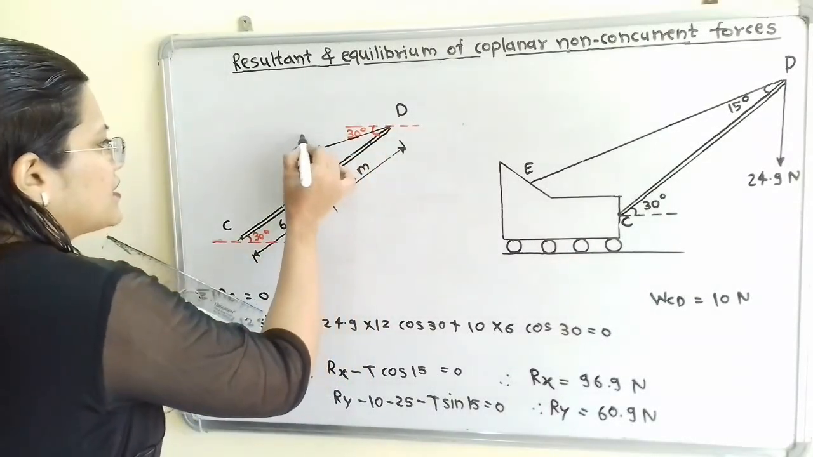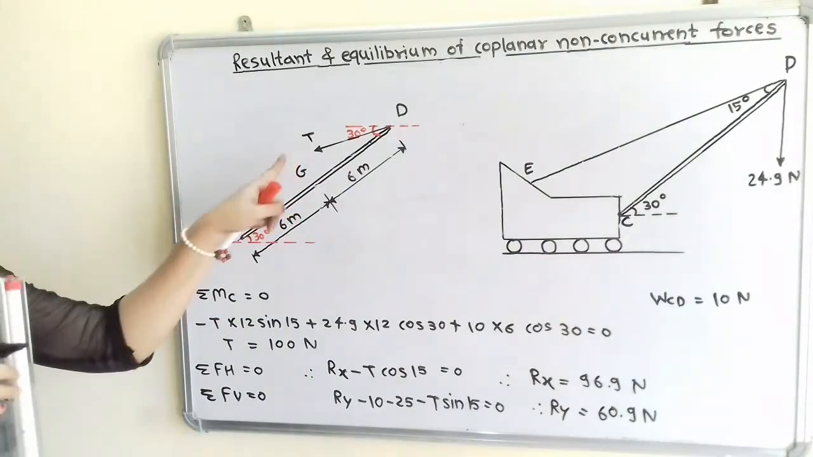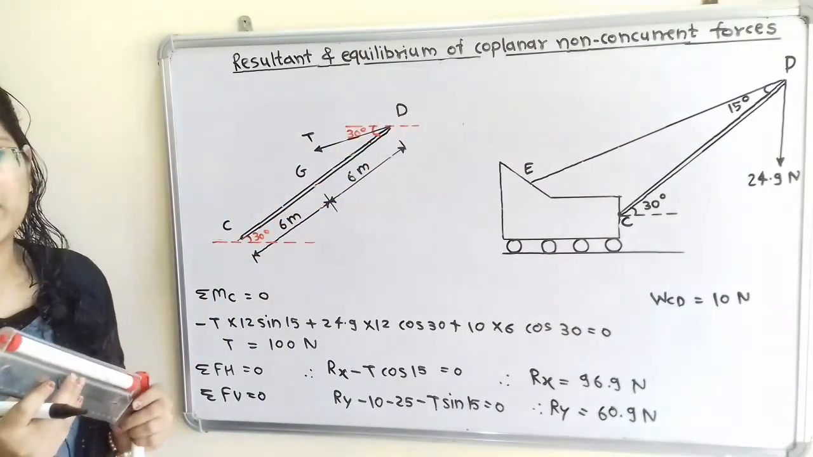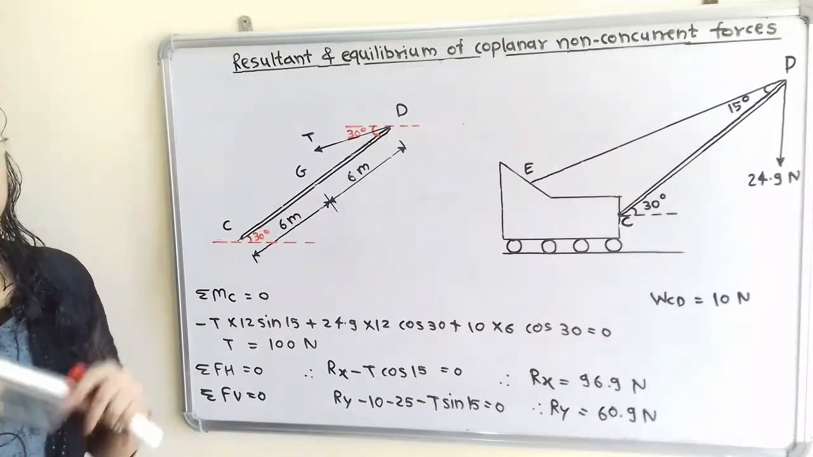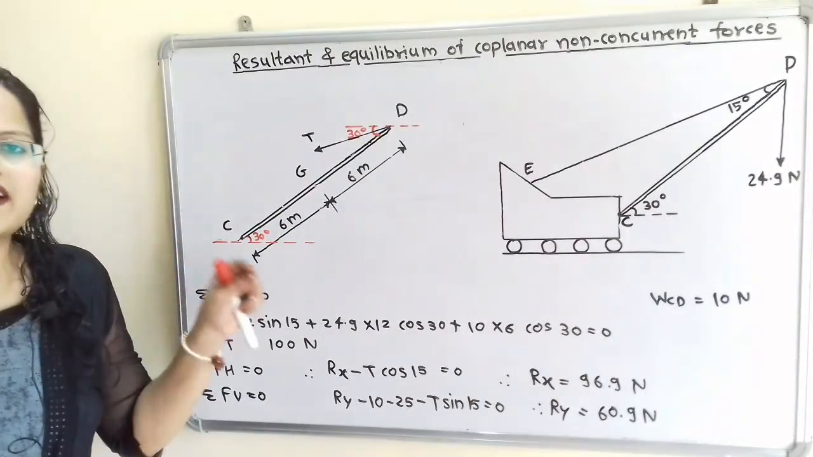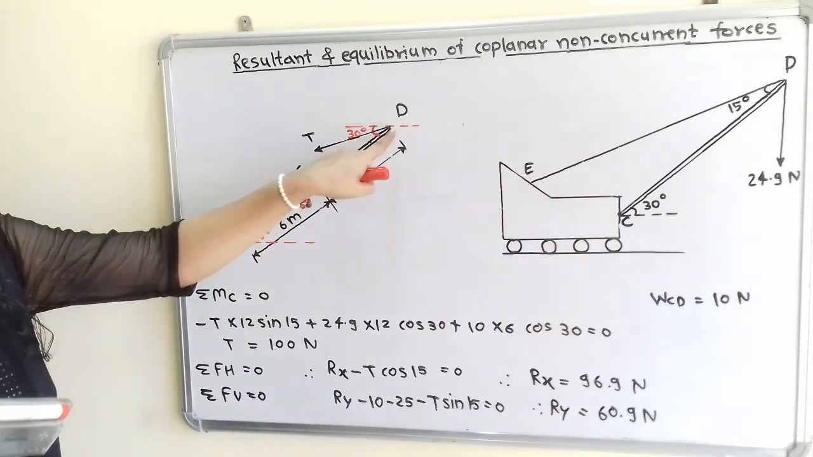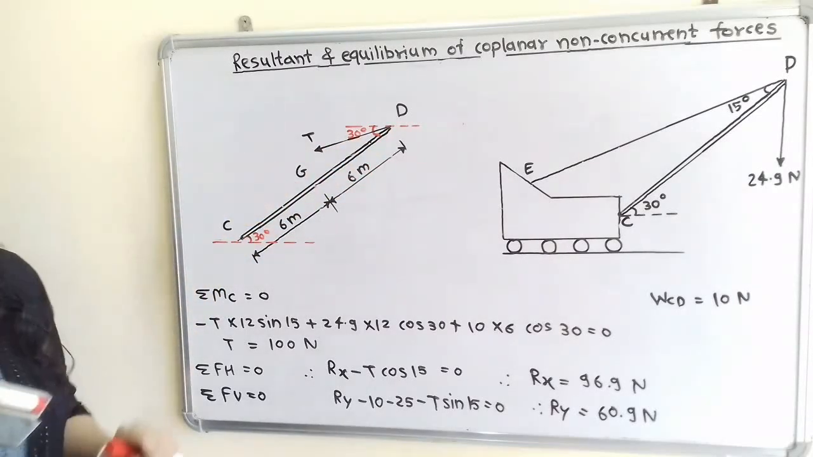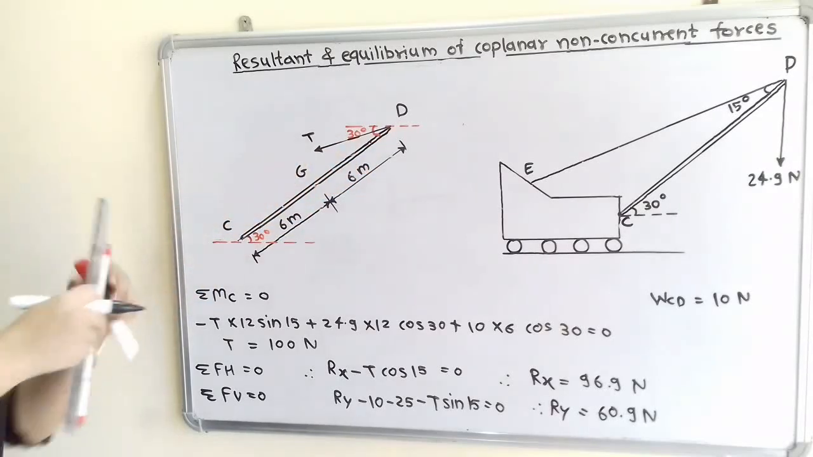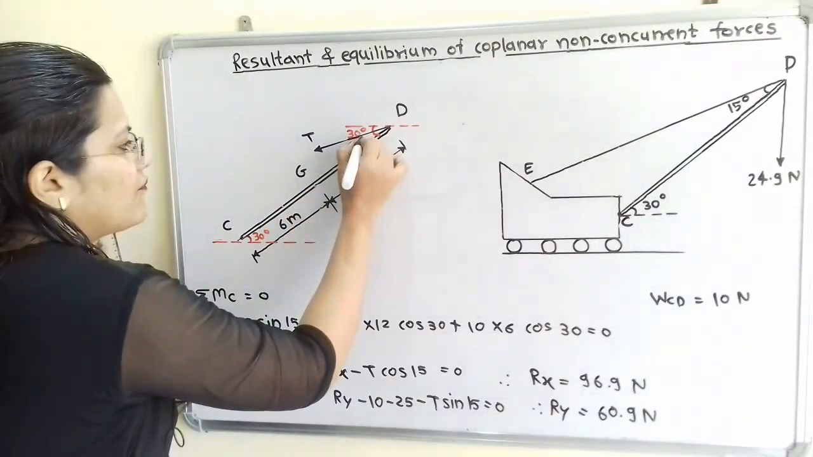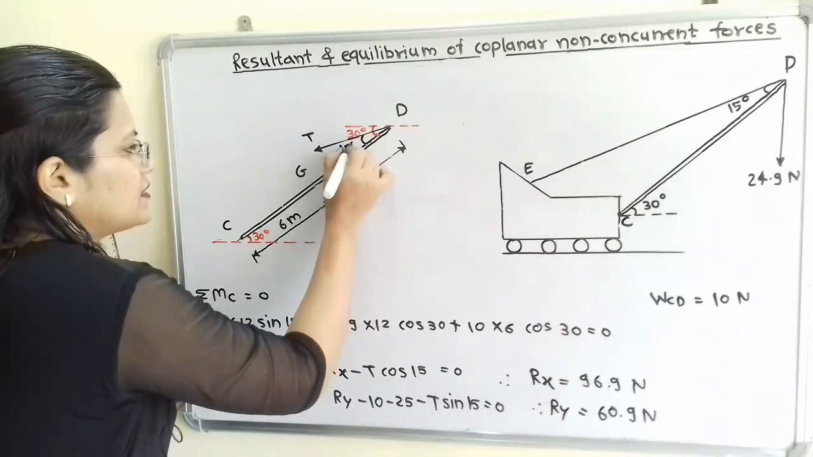This tension is T and the direction is outward from this point D. Why is the direction outward? Because this cable is extensible. So for this point D we have to show the direction in the outward direction. And this cable ED is making an angle of 15 degrees with this beam CD.